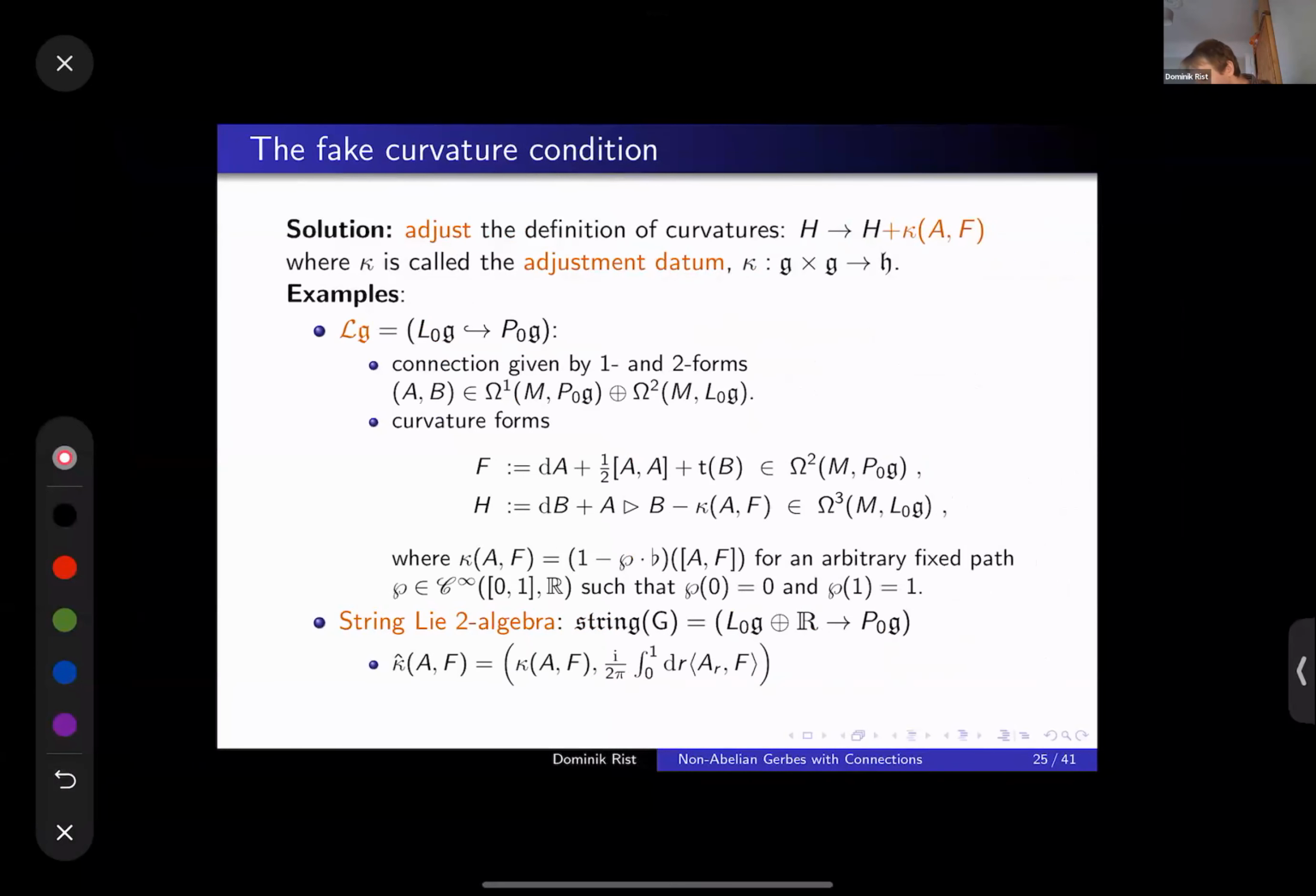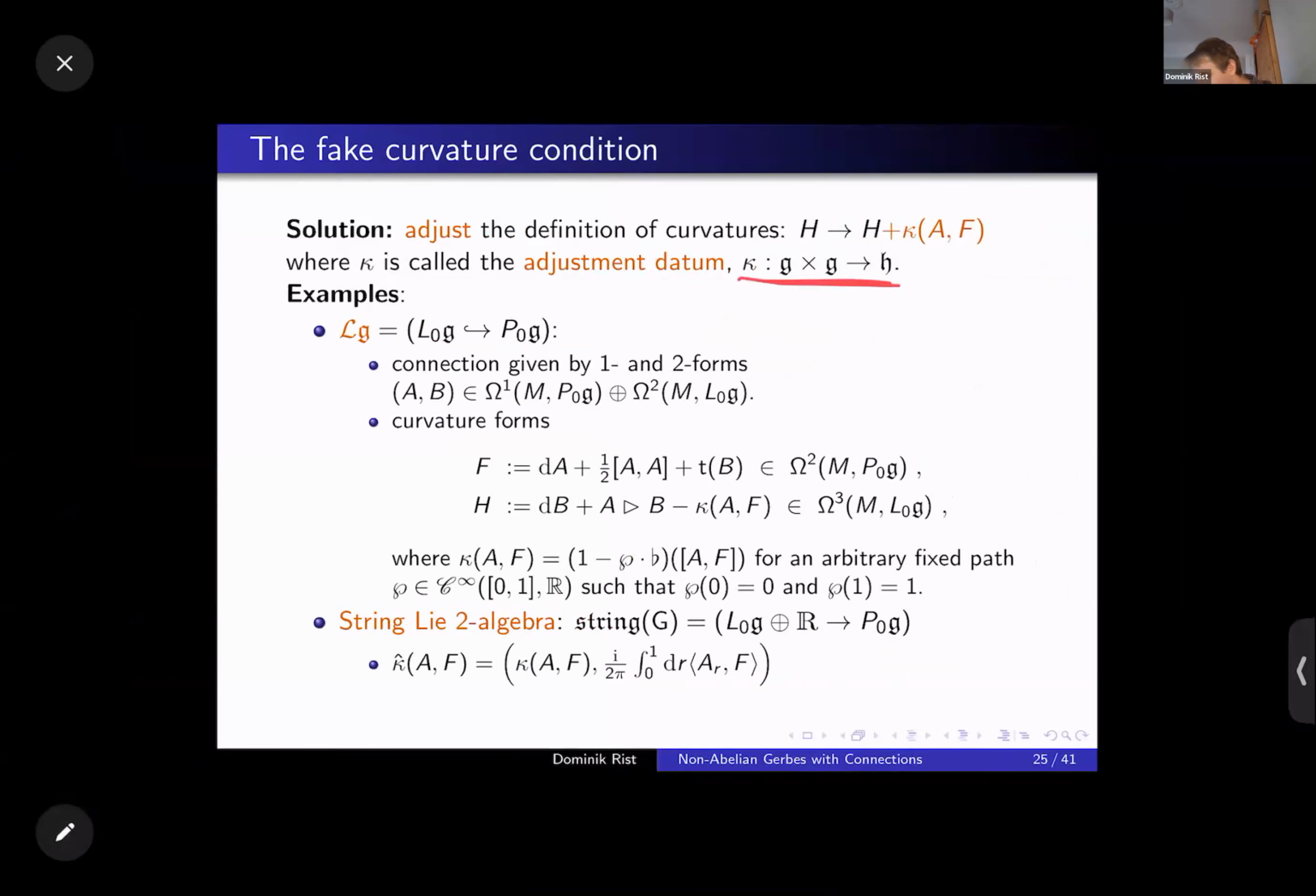Okay, let me just give you examples of the adjustment map. The first example is the space I considered already, the LG, right? So the based paths in my Lie algebra G and based loops. The gauge theory modeled on this L-infinity algebra will be given as follows. So my connection is a one form valued in P0G and also a two form valued in L0G, right? So one forms are paths and two forms are loops in my Lie algebra G.